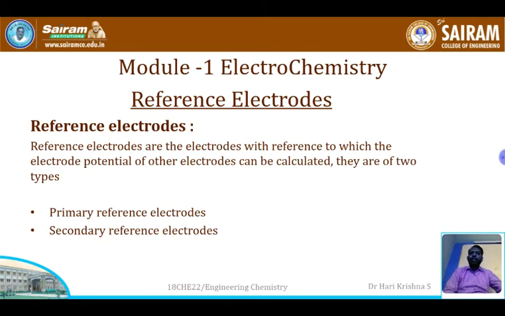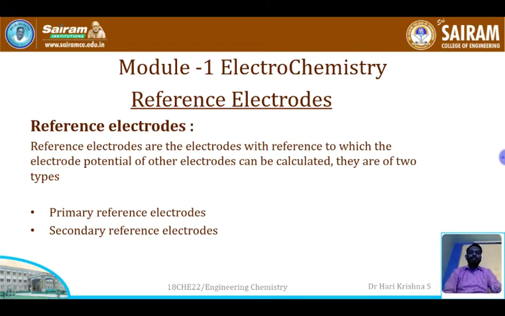An example is the standard hydrogen electrode. The standard hydrogen electrode contains platinum metal dipped in a solution containing H plus ion concentration of 1 molar, inserted with a bulb, and hydrogen gas was passed, which was stored at 1 atmospheric pressure. As days passed, the concentration of hydrogen used to change, and it is a very tedious process to maintain hydrogen gas at 1 atmospheric pressure. If there is a pressure change or the concentration of H plus ion changes, the standard hydrogen potential will not be zero. The potential will change.